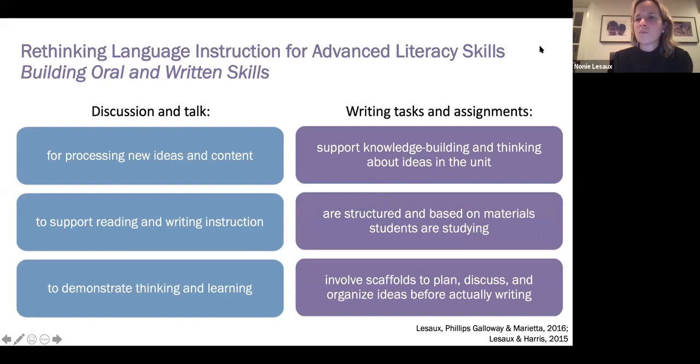We're using writing tasks and assignments also in service of knowledge building. We are structuring them on what it is we're studying, right? If we're going to mount a great written argument, we have to have lots of study in order to get there. And we're going to involve lots of scaffolds and tools that remind us that the writing process starts much before we put the proverbial pen to paper or we flip open the laptop. There's a lot of thinking and planning and organizing, and we might do that in discussion with our peers, with a protocol, for example.